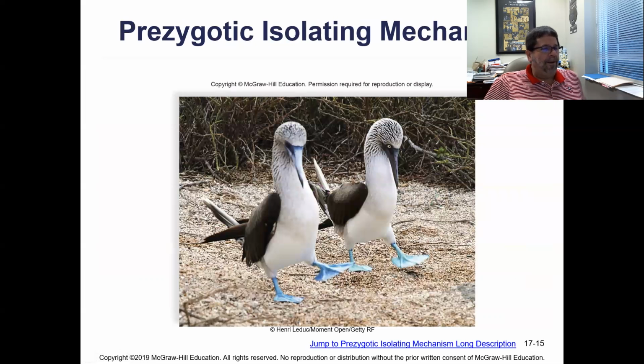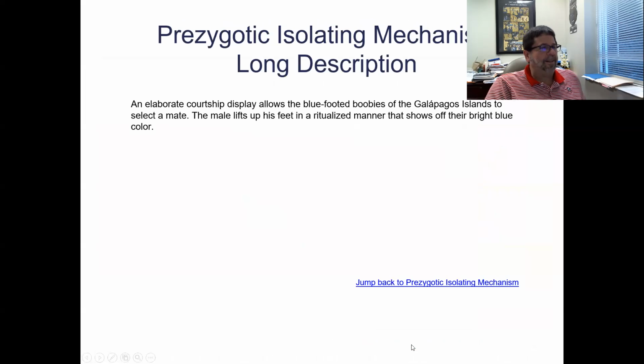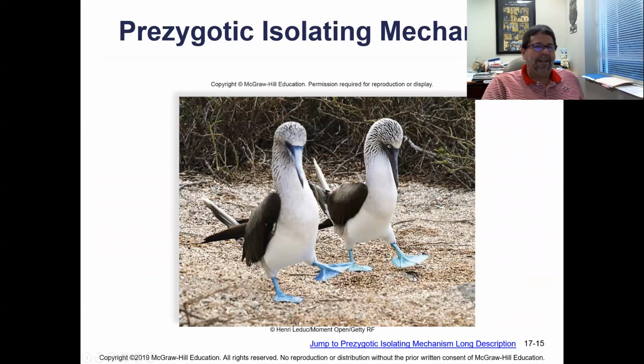Oh, my favorite one here, oh yes, I'm going to go the long definition here, but look at this. The elaborate courtship displayed by the blue-footed boobies of the Galapagos Islands to select a mate. The male lifts up his feet in a ritualized manner that shows off their bright blue colors, and if he can't do the right dance, then he doesn't get a wife, okay?